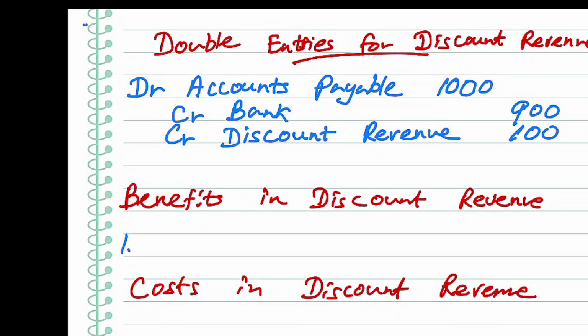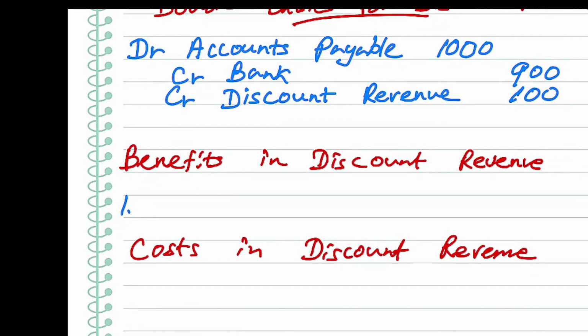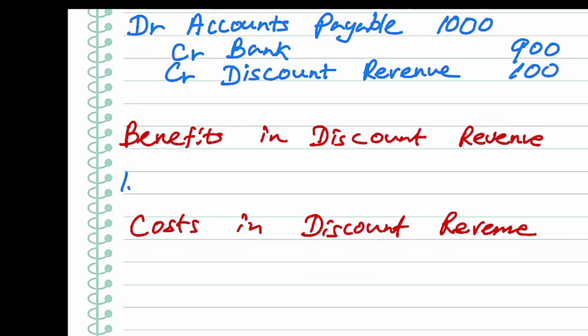The second one was cash being paid to accounts payable faster, so there is less time for the business to generate cash from sales. Any questions with the benefits and costs?